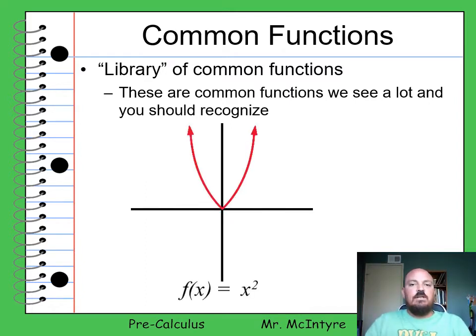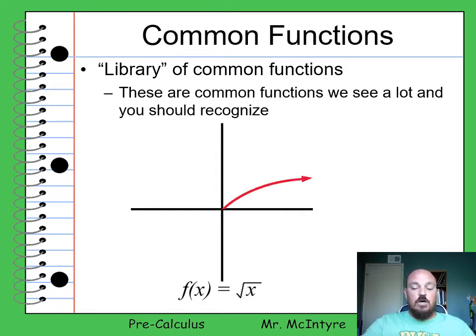So here's the first one, a nice simple one that you saw way back in probably freshman year or even junior high. It's a parabola. And the equation for a parabola is f of x equals x squared. Now that's the most simple parabola you can do. It's just x squared. But again, we're going to change that equation and then see how it changes the graph.